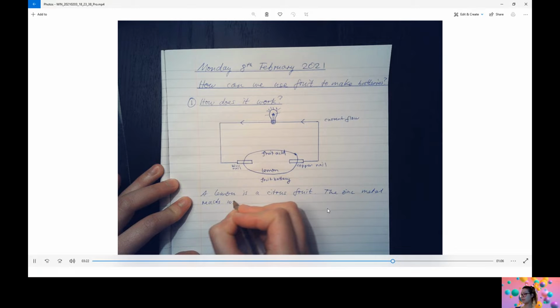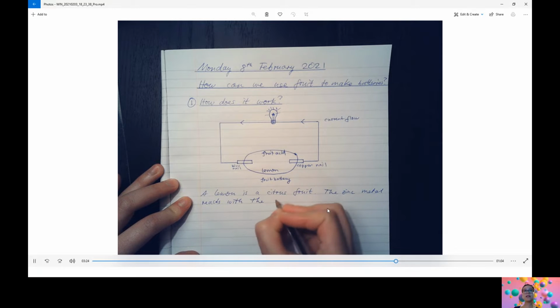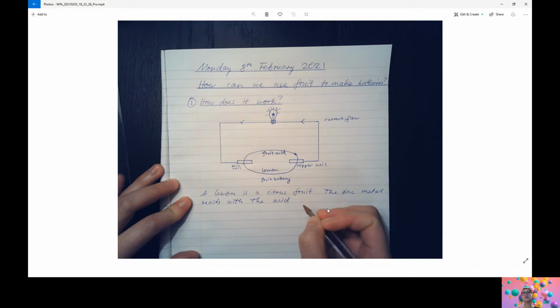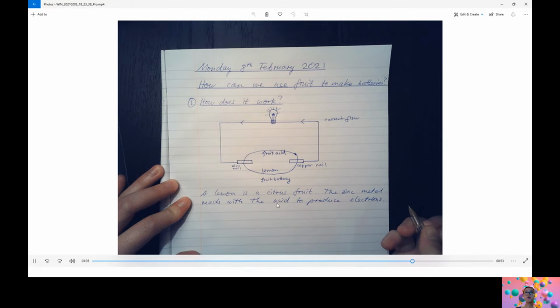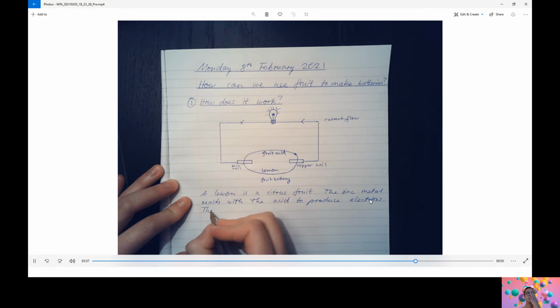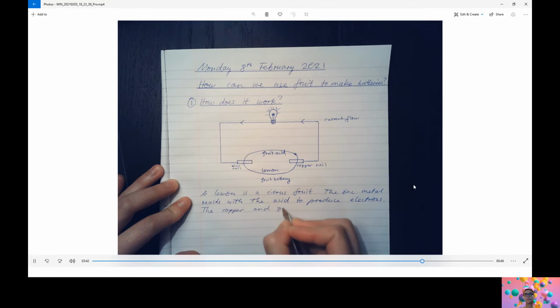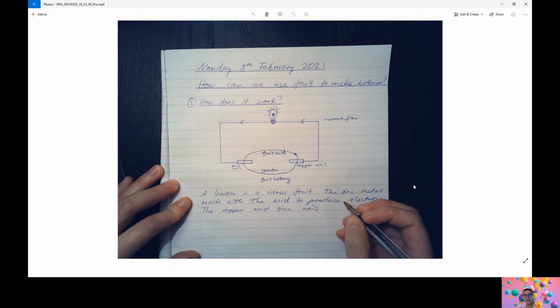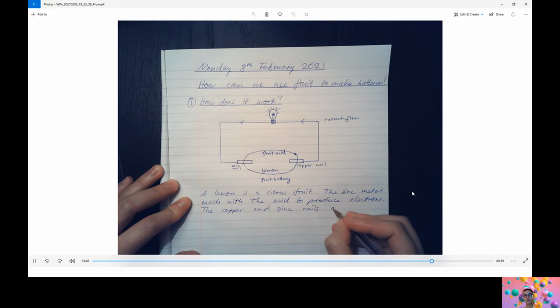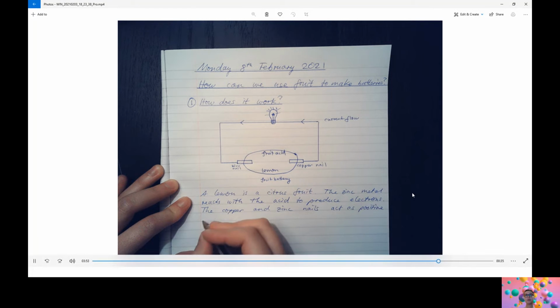The zinc metal reacts with the acid. React is an important word. There's a chemical reaction. Reacts with the acid to produce electrons. Make sure you use the word acid. You don't have to write exactly what I've written. You can put it in your own words. The copper and zinc nails act as positive and negative battery terminals.